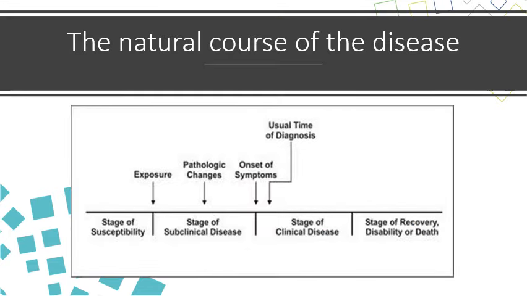In the beginning, we'll talk about the natural history of disease, which refers to the progress of the disease process in an individual over time in the absence of intervention. The process begins with the exposure to accumulation of factors capable of causing disease. Without medical intervention, the process ends with recovery, disability, or death.